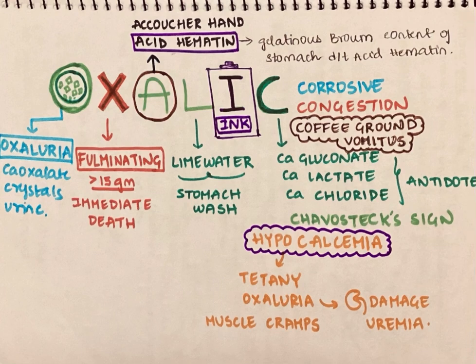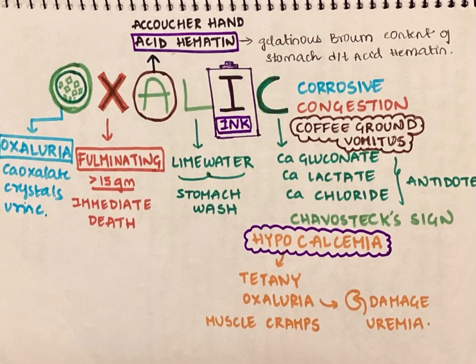Now coming to A, it stands for carpopedal spasm, because in case of hypocalcemia, there will be tetany, muscle cramps, muscle tenderness, and also carpopedal spasm can be seen. So it is a symptom of hypocalcemia. And the second A stands for acid hematin. If you dissect the stomach of a person who died of oxalic acid poisoning, you will find a brown colored gelatinous material. This brown gelatinous content in the stomach is because of acid hematin.